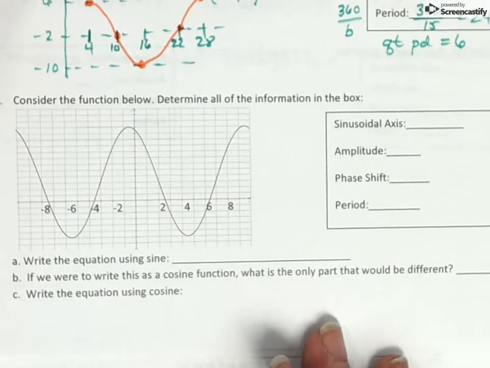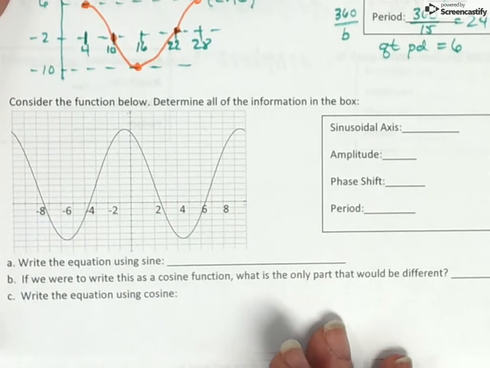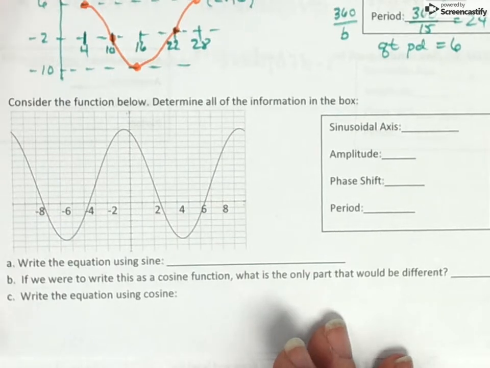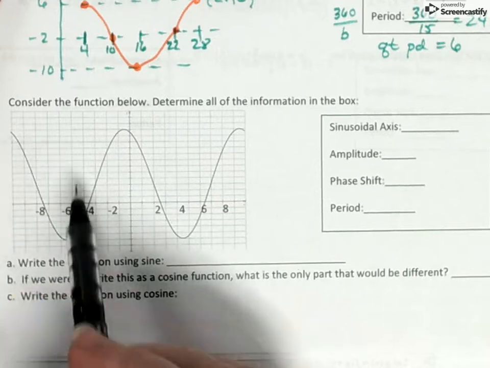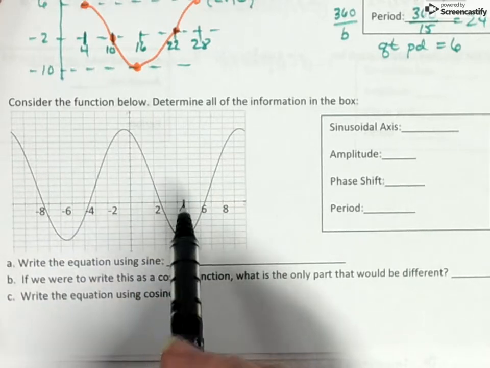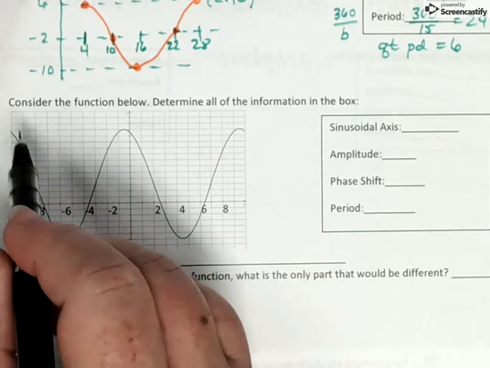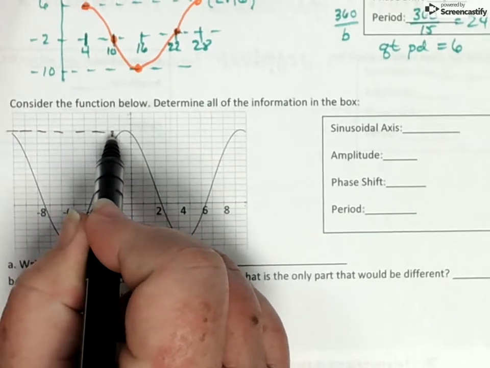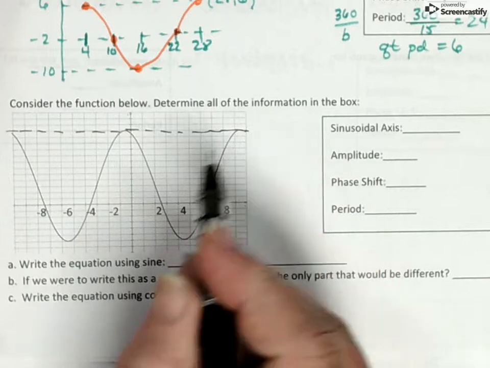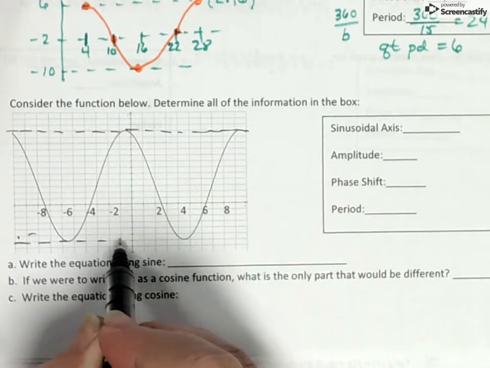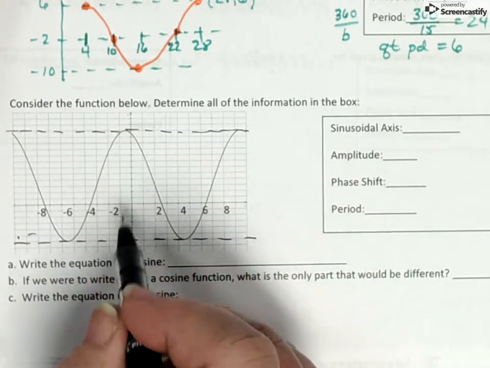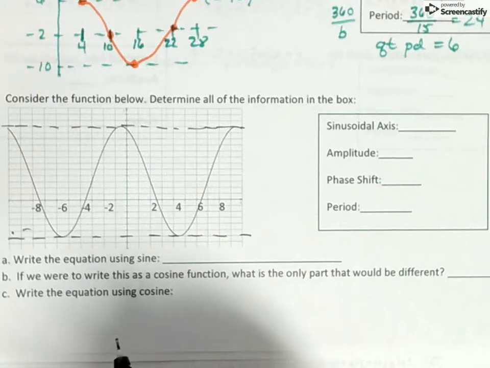On the last video, we went from the equation to drawing the graph. In this video, we're going to be going from the graph to writing the equation. So taking a look at the graph, it's hard to tell whether this is a sine or a cosine curve. But one thing we do know it has in common is that there is a maximum line, there is a minimum line, and halfway in between those two, there's a sinusoidal axis.